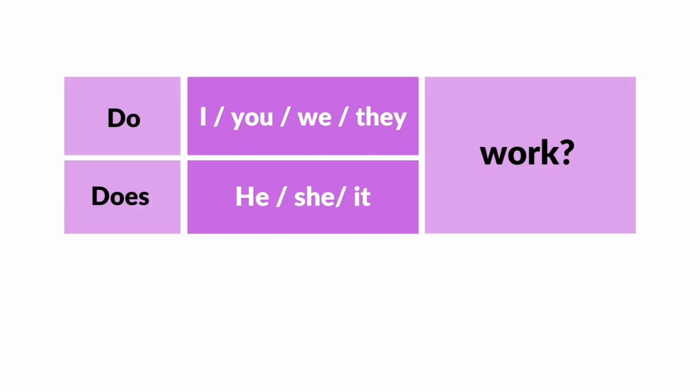As you can see here, do I or you or we, they work? Does he, she, it work? Again, if it's I, you, we, or they, we use do before the subject for questions. If the subject is he, she, or it, we use does before the subject.